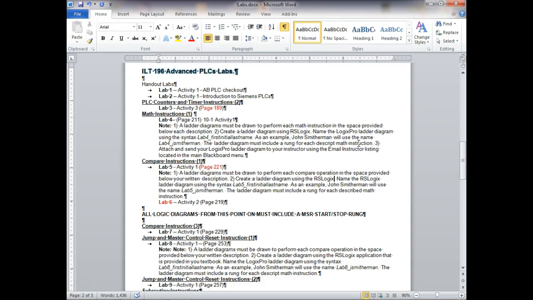Create a ladder diagram using RSLogix. Name the ladder diagram using the syntax lab 4, first name, last name, for example, John Smith. The ladder diagram must contain a rung for each of the described math operations. So you're going to make one ladder logic diagram, and then basically every rung is going to use a different math operation.